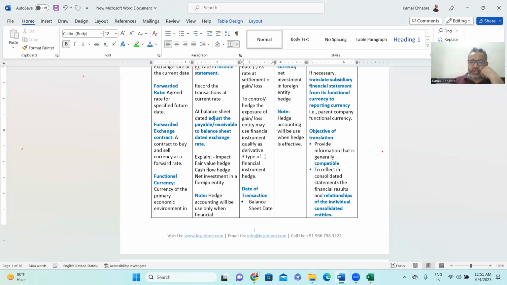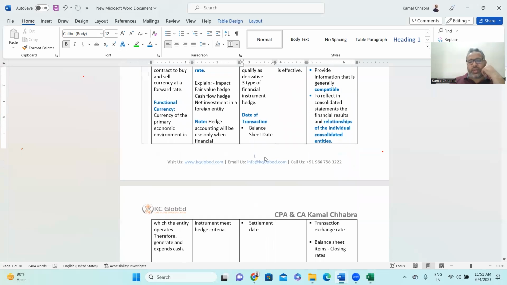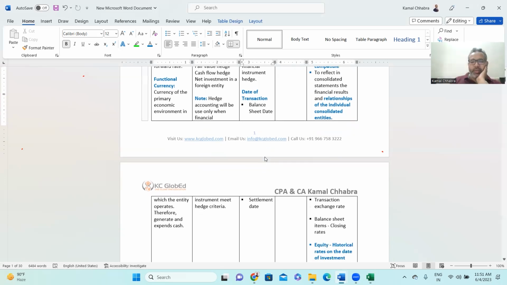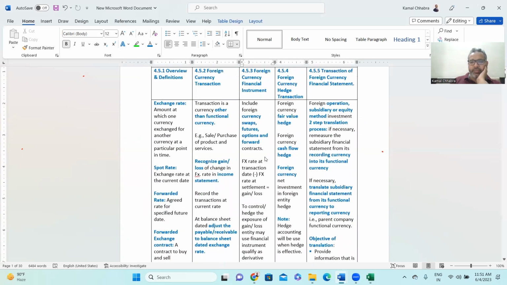There are three types of financial instrument hedge. What are those three types? Cash flow hedge, fair value hedge, and the foreign currency exchange rate hedge. Foreign exchange rate hedge, right? And the date of transaction, balance sheet, and settlement date, which you need to keep in mind.